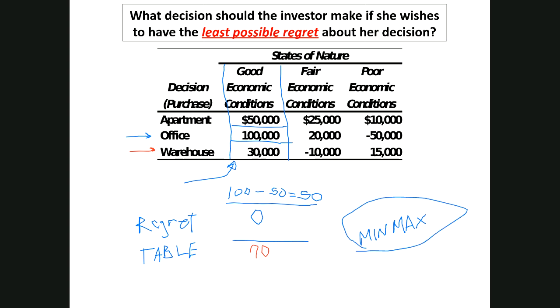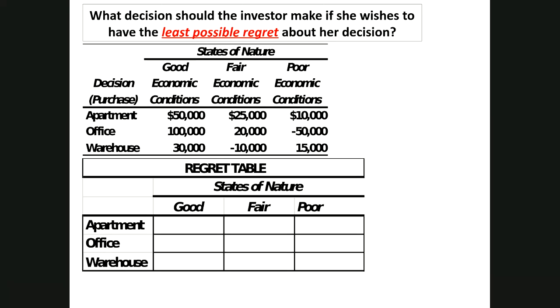So here's how this works. We're going to build this table, and we already know the values of the regret for the states of nature. For the apartment, we know we would regret this by $50,000. For the office, we would not regret, because investing in the office is the best we could do. And for the warehouse, we would regret that by $70,000.